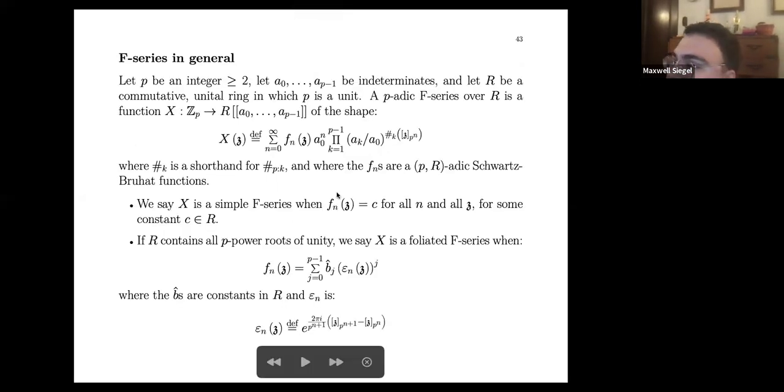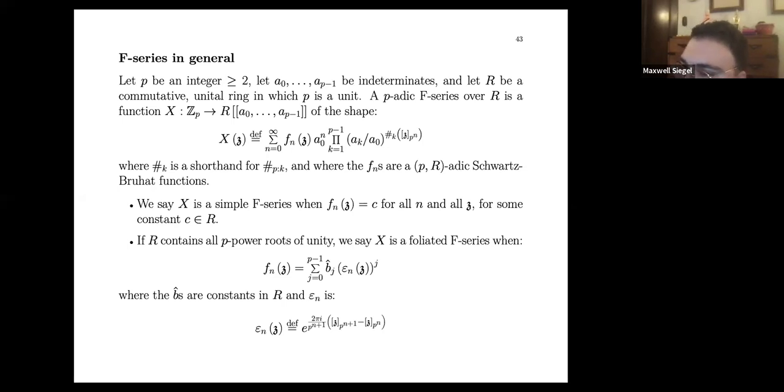So, having covered the introductory example of XQP, now let's get a bit more general. Let P be an integer greater than or equal to 2, and let the A_j's be indeterminates, and let R be a commutative unital ring in which P is a unit. Then a p-adic F series over R is a function X from the p-adic integers to the ring of formal power series in the A's with coefficients in R of the following shape.